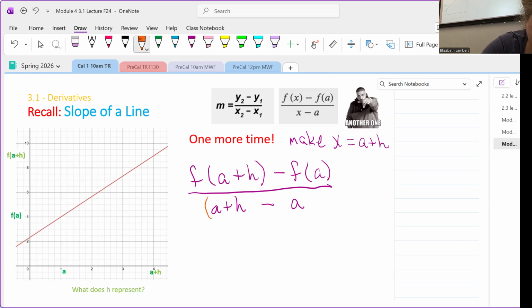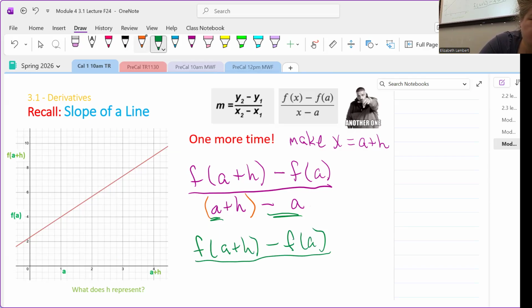But let me go back and make sure I'm putting my parentheses. Now, we didn't actually change the a, so we're okay there. But that a plus h was a new crazy thing. Now, what happens on the bottom of this fraction? Yep, the a minus a is going to cancel out. So we arrive at what is hopefully a familiar looking expression. It's definitely familiar if you've taken a previous math class here, because I know we cover it in pre-cal and college algebra. So this is what we called our difference quotient.